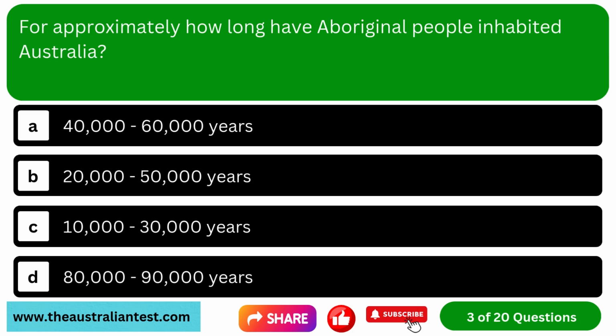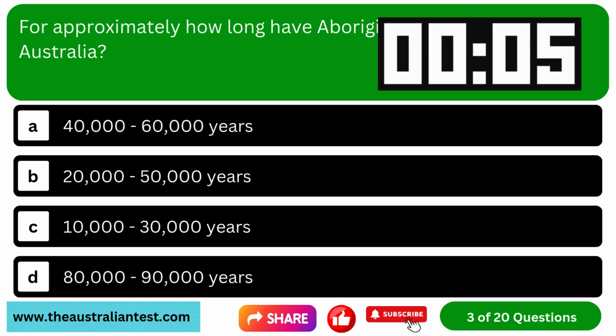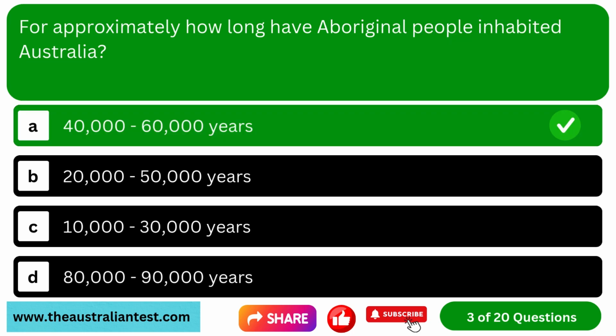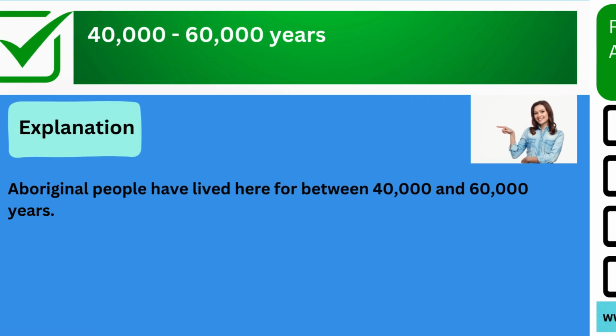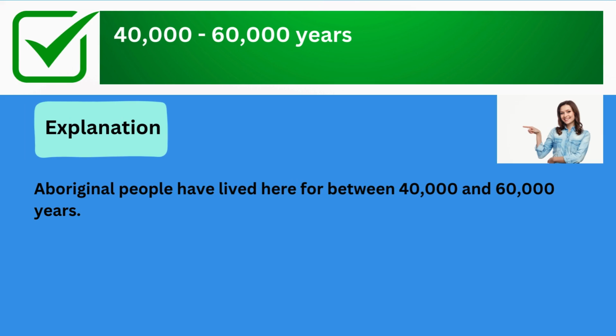Question 3. For approximately how long have Aboriginal people inhabited Australia? Option A. 40,000 to 60,000 years. Option B. 20,000 to 50,000 years. Option C. 10,000 to 30,000 years. Option D. 80,000 to 90,000 years. The correct answer is 40,000 to 60,000 years. Explanation: Aboriginal people have lived here for between 40,000 to 60,000 years.